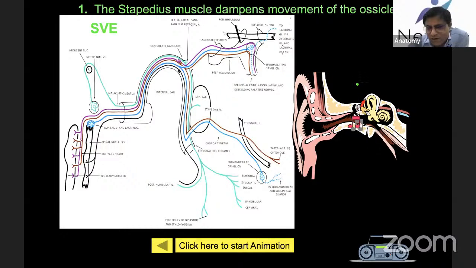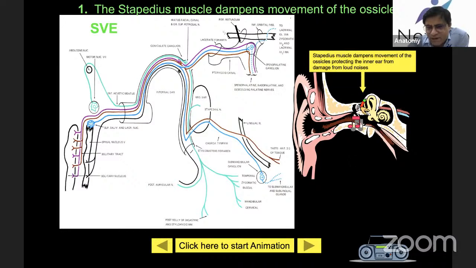It will contract the stapedius and dampen the ossicles, right? So if there is paralysis of the stapedius, that will lead to hyperacusis.